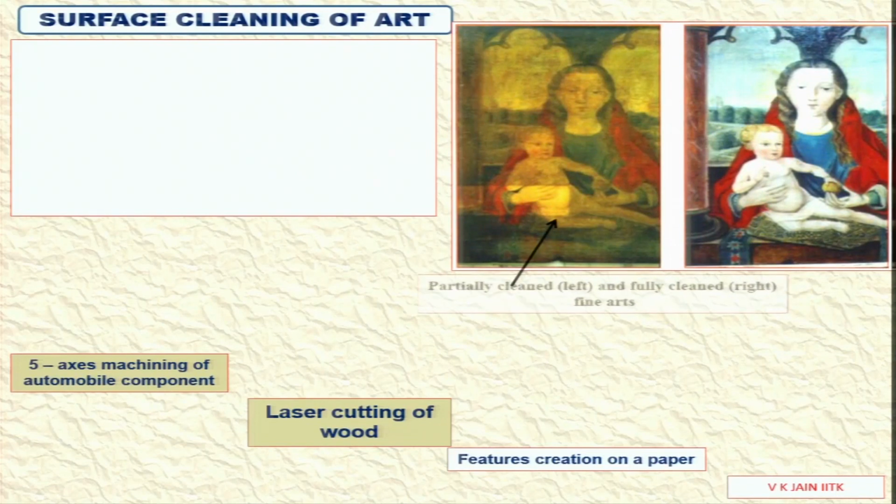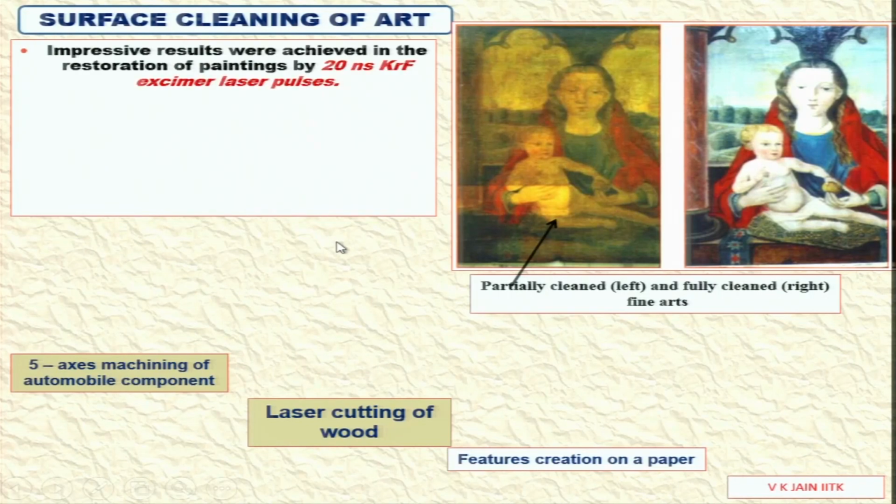This is a very interesting application here. Surface cleaning of art. Partially cleaned left side. This is the old art which is cleaned partially over here and then fully cleaned on the right side. You can see the clear difference between the dirty or uncleaned art and cleaned art. It makes a lot of difference, and this cleaning has been done with the help of laser beam.